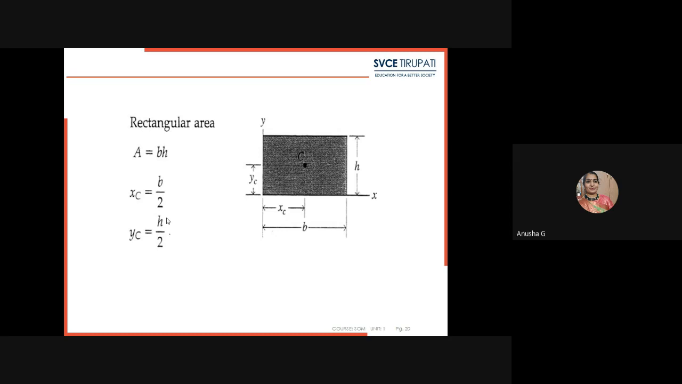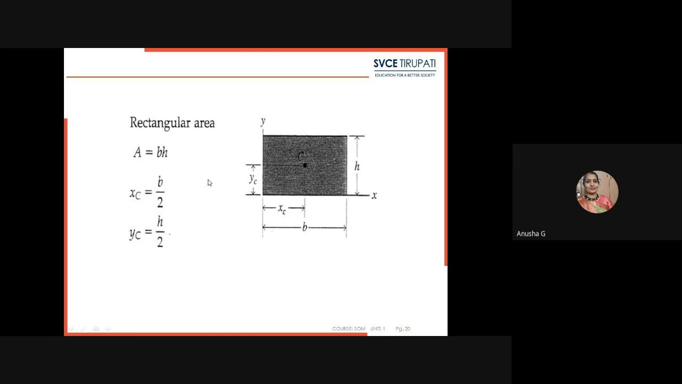Now we are taking a rectangular area. That means if we take a paper of length 10 meters and width 5 meters, what is the area of the rectangle? All of you know the area of the rectangle is length into breadth. Here it is B into H. You can observe the area of the rectangle is L into B or B into H.